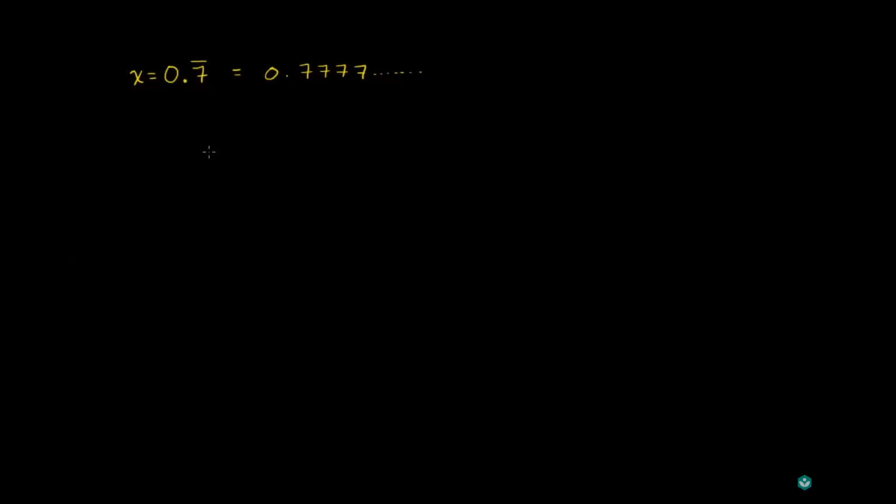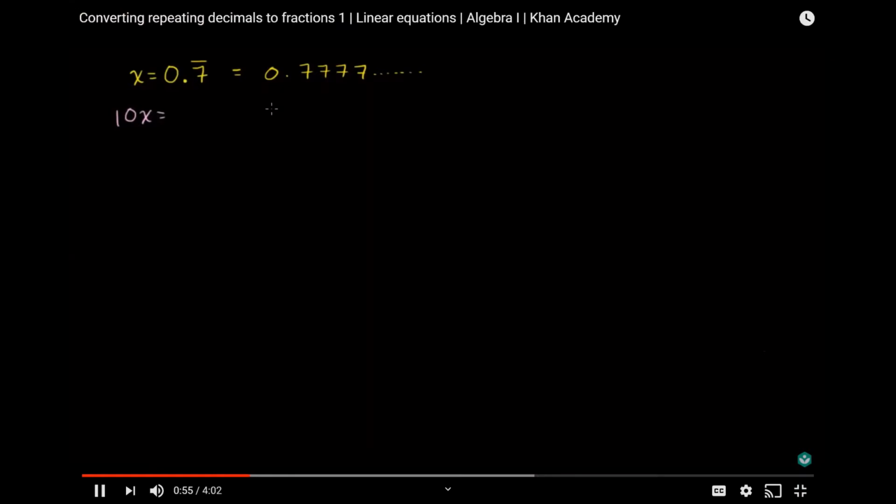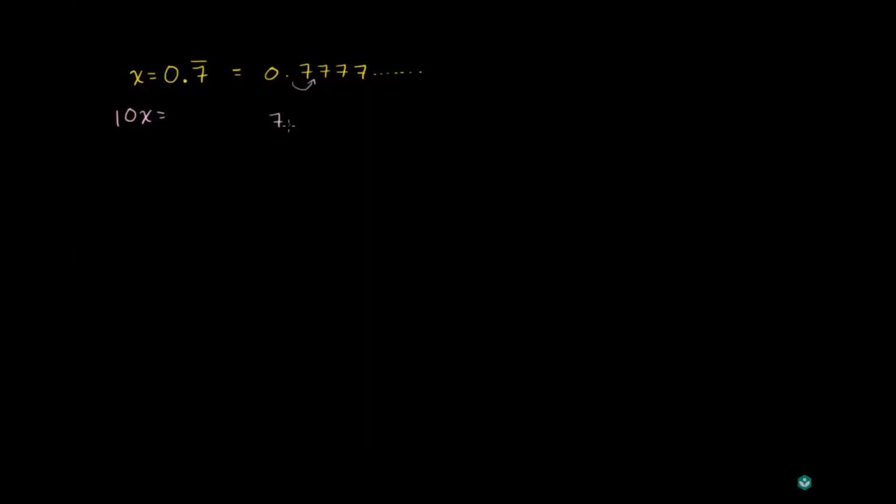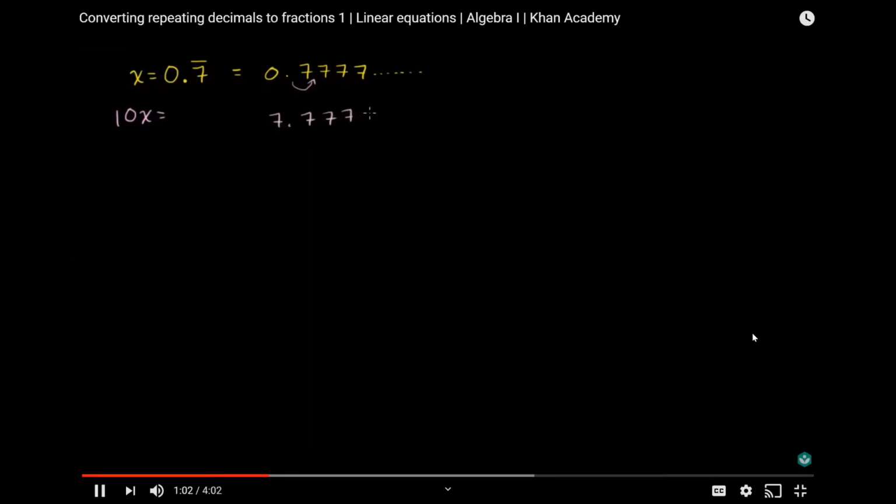Now what would 10x be? Well, let's think about this. 10x would just be 10 times this. And we can even think of it right over here. If we multiplied this times 10, you'd be moving the decimal 1 over to the right. It would be 7.777, on and on and on forever. Or you could say that it's 7.7 repeating.